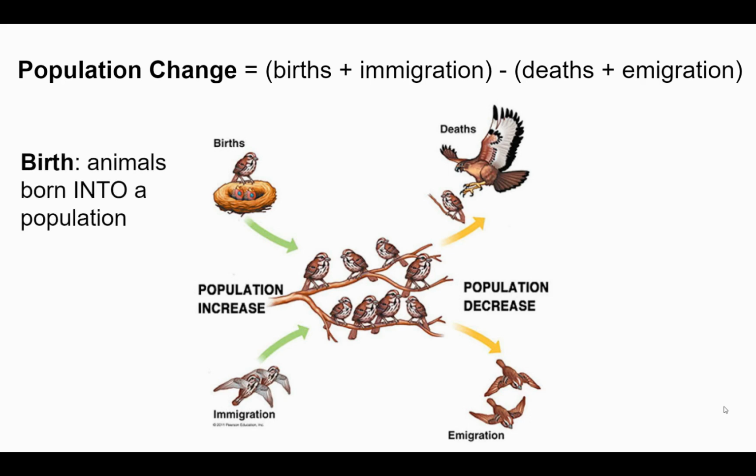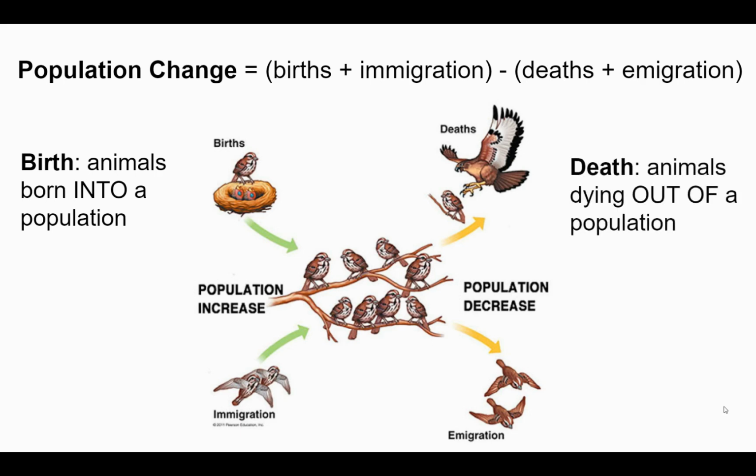Birth. Birth is the number of animals or individuals, we can generalize it, the number of individuals born into a population. And I put the word "into" in all caps because I want to remind myself quickly that births add to a population. Deaths are animals dying out of a population.